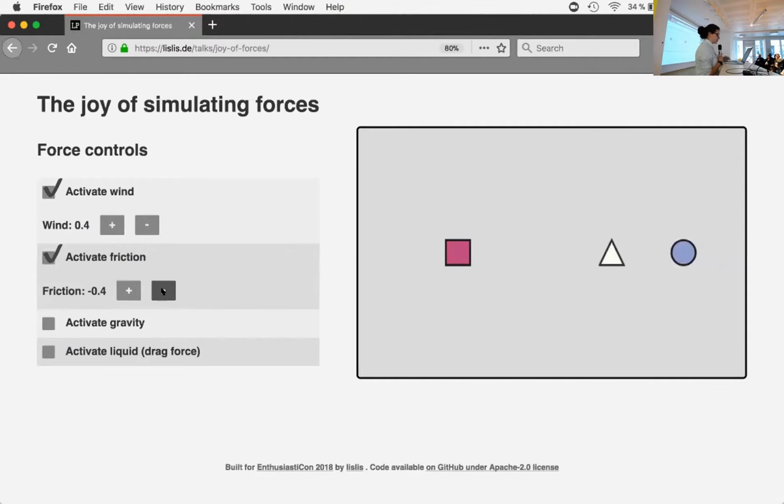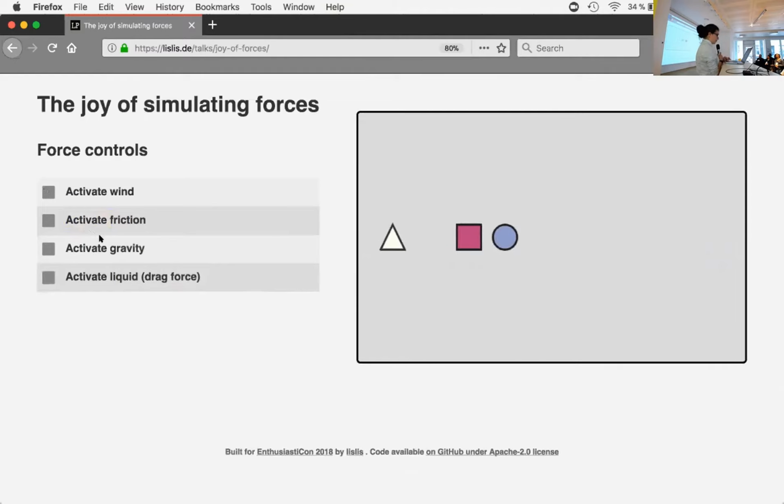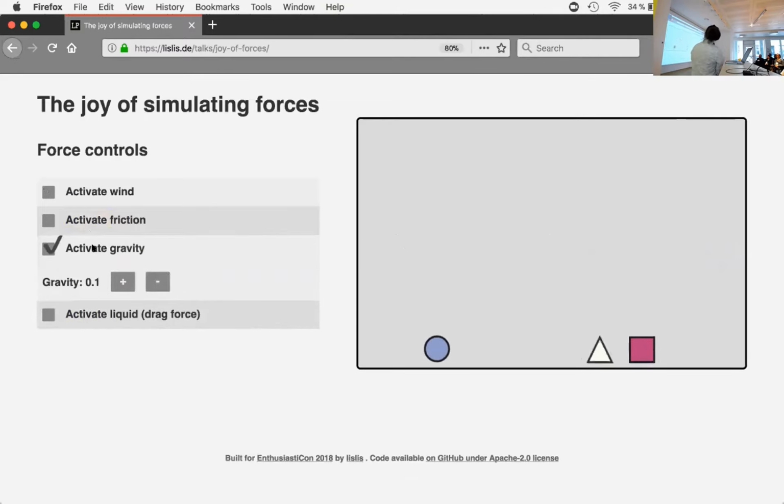But we have more things. So let's deactivate wind and friction. Whoop, okay. And let's have gravity, if this works. Whoop. In my case, gravity is just a force that pulls things down. But I can also have it be negative. So good.